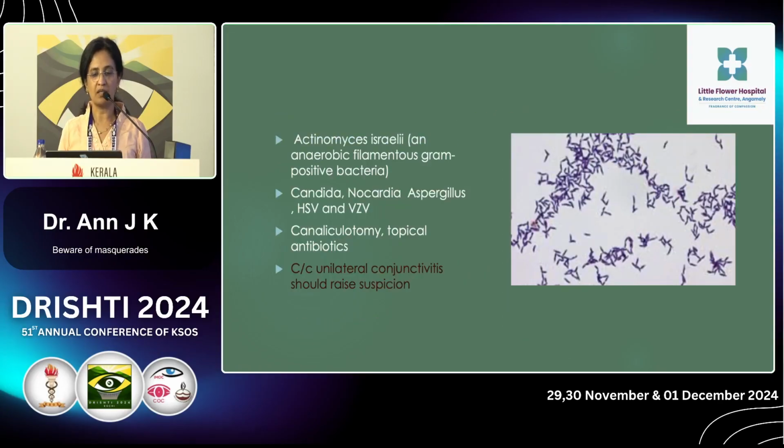It is caused by the organism Actinomyces israelii. A few other fungal and viral infections can also cause this. Treatment is canaliculotomy and curettage and topical antibiotics. So when you see a chronic unilateral conjunctivitis, it should raise the suspicion of canaliculitis also.